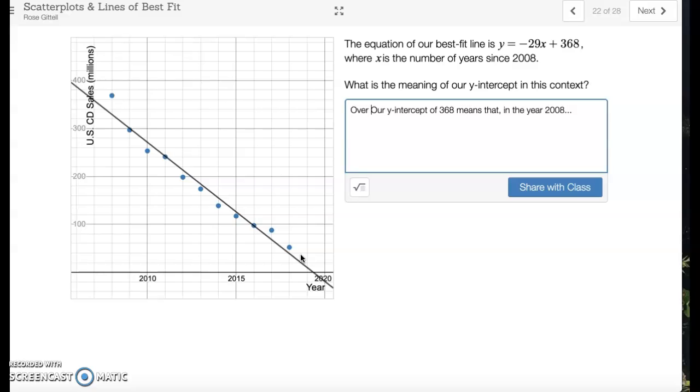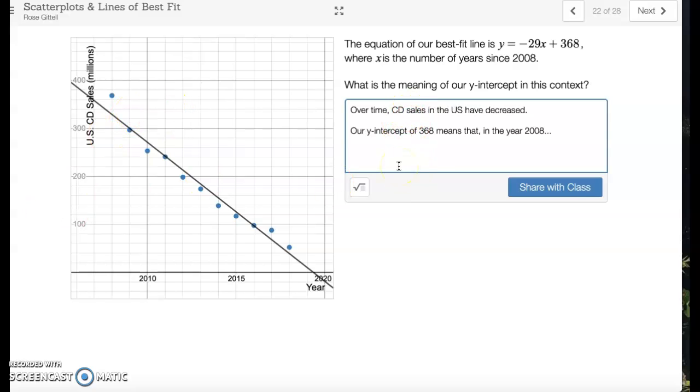So over time, CD sales in the US have decreased. Makes sense. In the year 2020, it looks like we're at about 0 CDs sold. Whereas in 2010, there were about 250 million CDs sold per year. I don't know why I capitalized that.